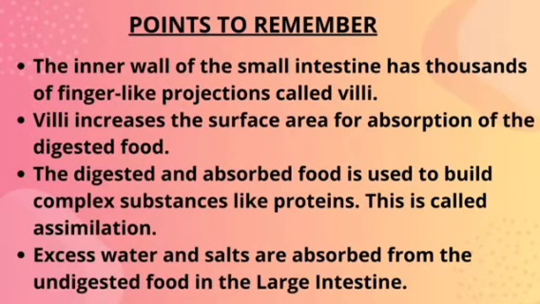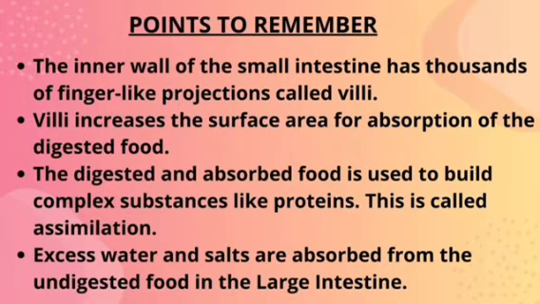I hope you have understood the lesson completely regarding absorption of the digested food in human beings, digestion in grass-eating animals, and feeding and digestion in amoeba. Let us once recall whatever we have learnt today. Now look at the important points to remember. The first one: the inner wall of the small intestine has thousands of finger-like projections called villi. Villi increase the surface area for absorption of the digested food.